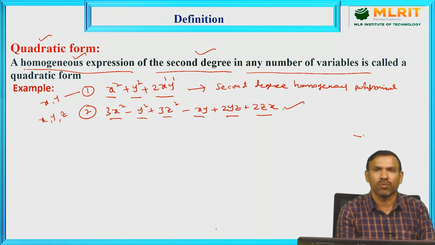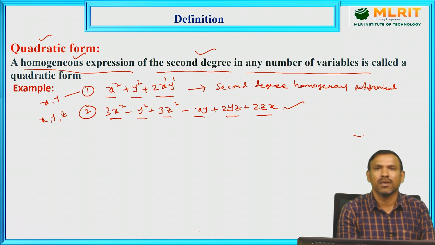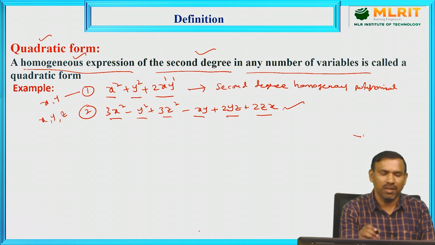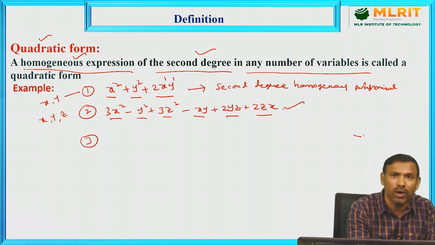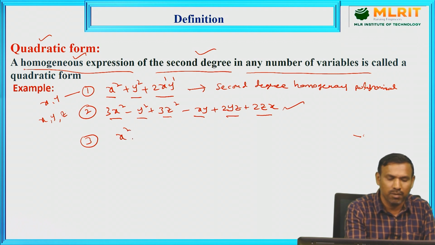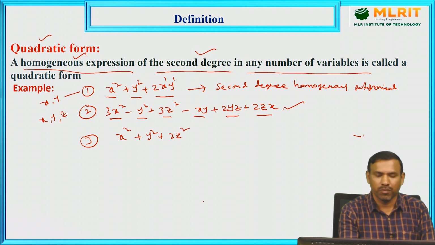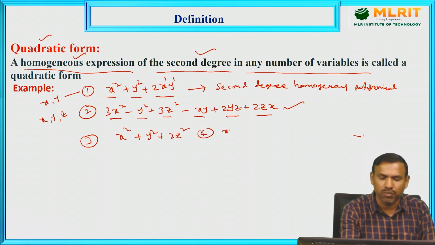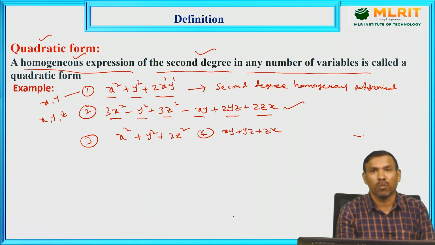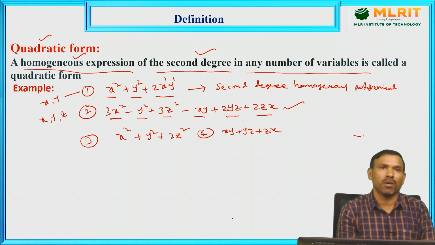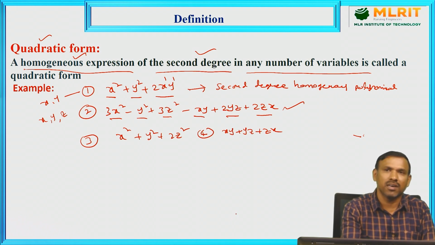Similarly, we can write the quadratic form in 4 variables, 5 variables or any number of variables. What is the key point to be remembered? It must be homogeneous and second degree. Sometimes it may have only square terms, that is x square plus y square plus 2z square. Even though only square terms, it is a quadratic form. Sometimes it may have only product terms, xy plus yz plus zx. It is second degree homogeneous, so it is also a quadratic form. Like that, we can identify the quadratic form.